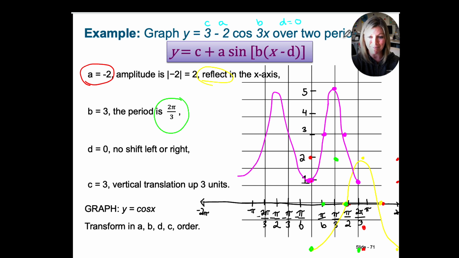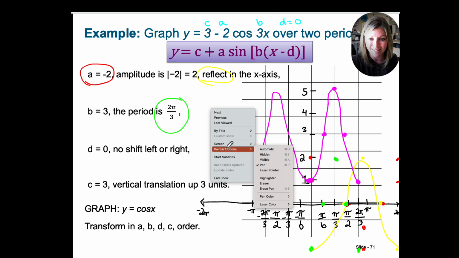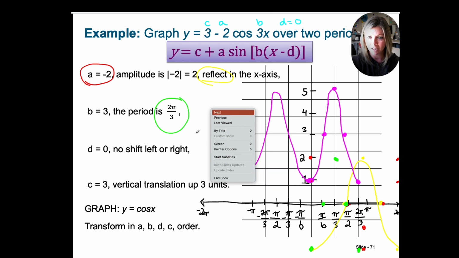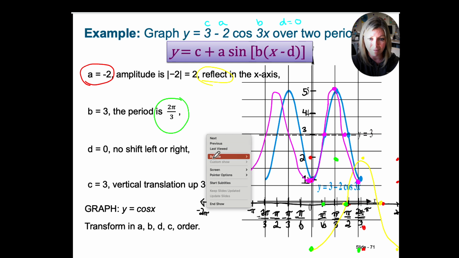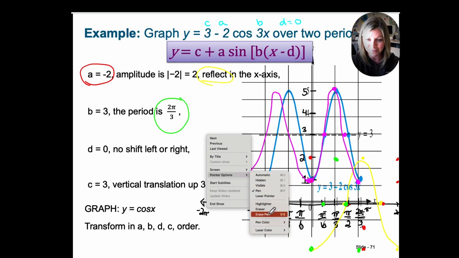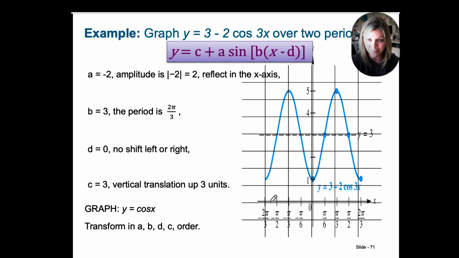Let me erase all my pen and show you the image. Oh, actually, let's put the image up first. Okay, we're pretty close. Our first one looks good. Sketch was quite a bit off for that second period, but we can see here. And now I'll erase all of my pen. And there we have a nice image of 2 periods of y equals 3 minus 2 cosine of 3x.